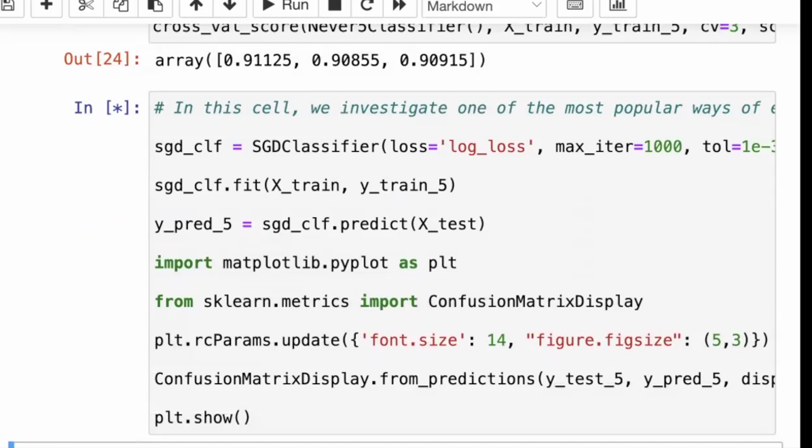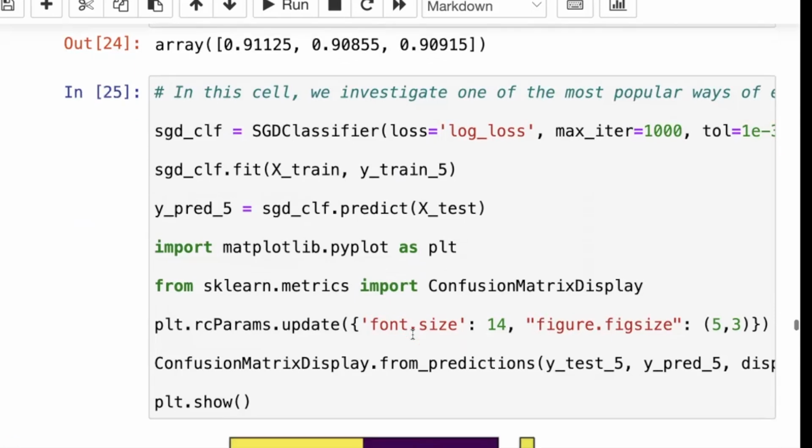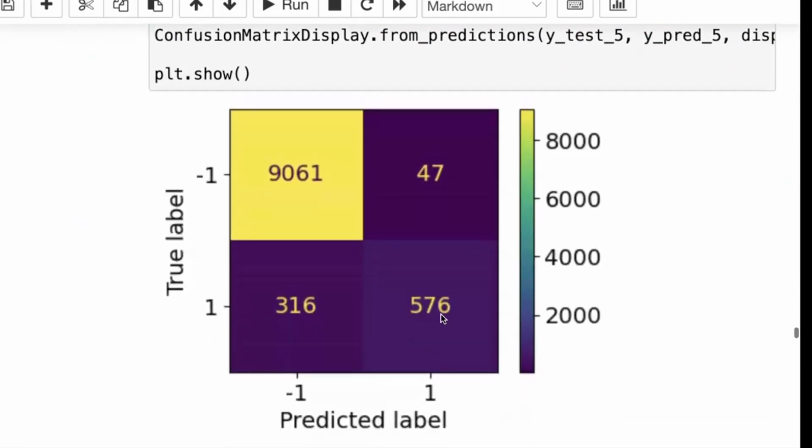again, since here we have a relatively large data set, things can take a few seconds to run. So once we run this cell, we get something that looks like this. Okay, so what does this mean? So for the confusion matrix, the way it works is that in this case, we have two classes. Each row of this matrix corresponds to one of the true labels or true classes, and each column corresponds to a predicted label.